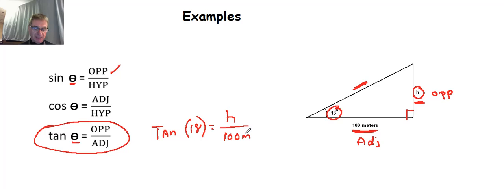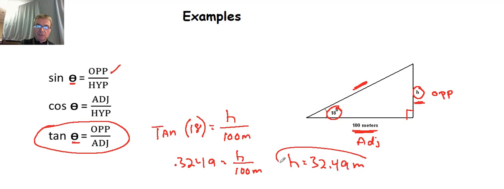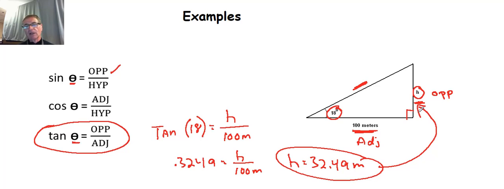Okay, so I'm going to hit the tangent button and put in 18, and I come up with 0.3249. So 0.3249 is equal to h divided by 100 meters. If I want to know h, I just cross multiply, so times 100, and h is going to be 32.49 meters. So that will be the height of my triangle on the right-hand side, simply using these sine, cosine, or tangent functions.